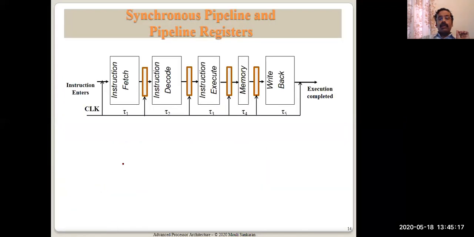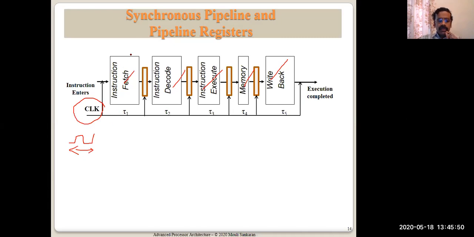Now I'm going to talk about pipeline registers, and then what is a synchronous pipeline. Let me first talk about the synchronous pipeline. Synchronous, you all understand that every stage is going in lockstep. Lockstep means they're all synchronized on a single clock. This is the clock. Now I want to know what clock duration I should choose.